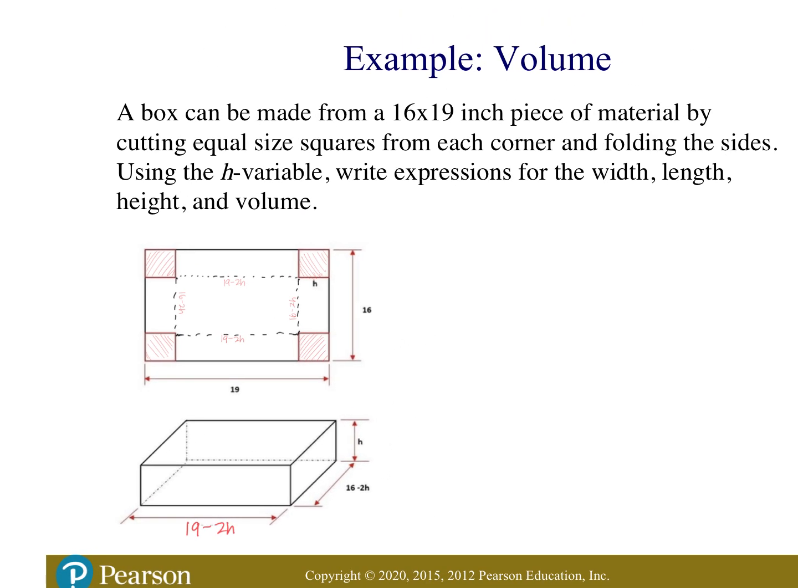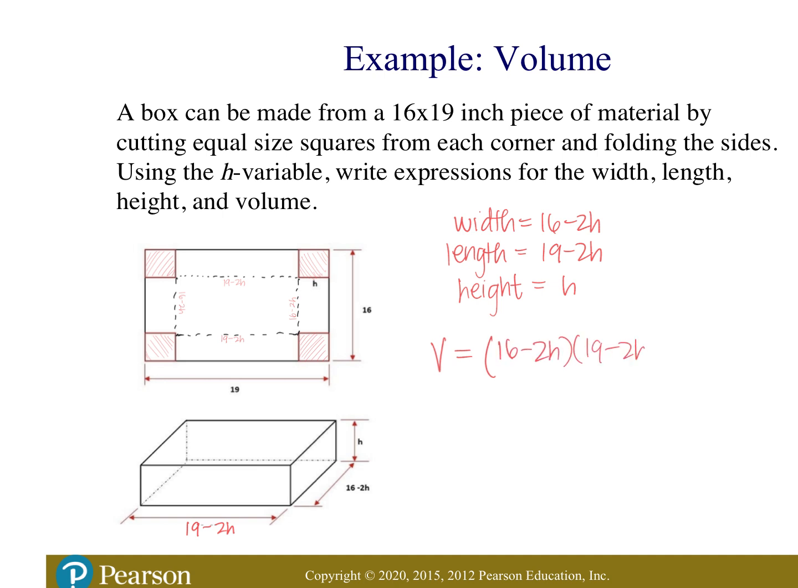Then you can write an expression for the volume. So we know that the width of this is 16 minus 2h. We know that the length of this is 19 minus 2h. And we know that the height is regular h. So then write an expression for the volume. So V would be the expression width times length times height. So 16 minus 2h times 19 minus 2h times h.